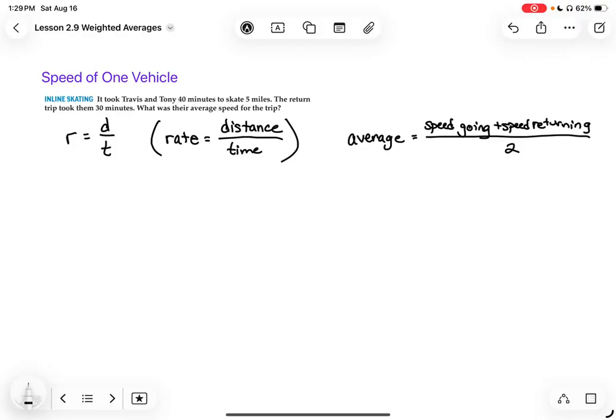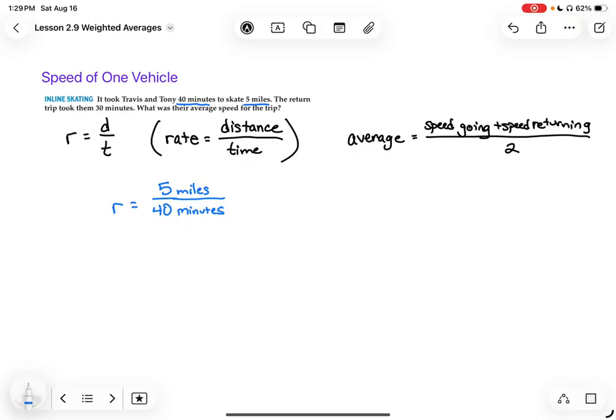Okay, so distance and time. It took them 40 minutes to go 5 miles. So let's start with that one. 40 minutes to go 5 miles. So our rate is going to be 5 miles over 40 minutes. Let me go ahead and put the units on here. Miles and minutes. Now, when I solve this, it's going to give me their rate in miles per minute.